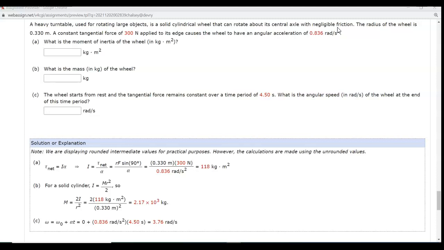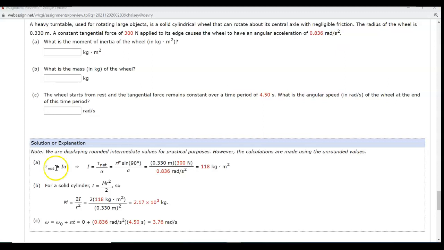A constant tangential force of 300 newtons applied to its edge causes the wheel to have an angular acceleration of 0.836 radians per second squared. What is the moment of inertia of the wheel in kilograms meters squared?